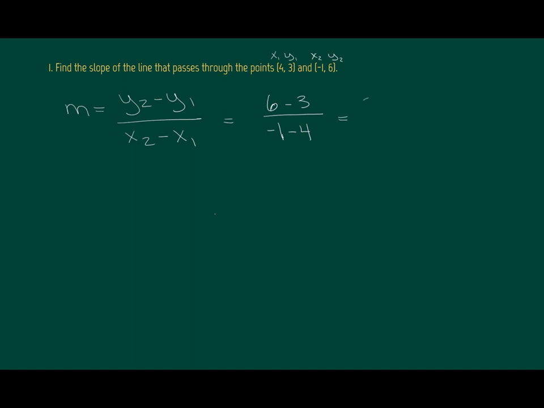So 6 minus 3 is 3. Negative 1 minus 4 is negative 5. And generally in math, you want the negative sign to be in the numerator or out to the side. So I'm just going to change this to negative 3 over a positive 5.